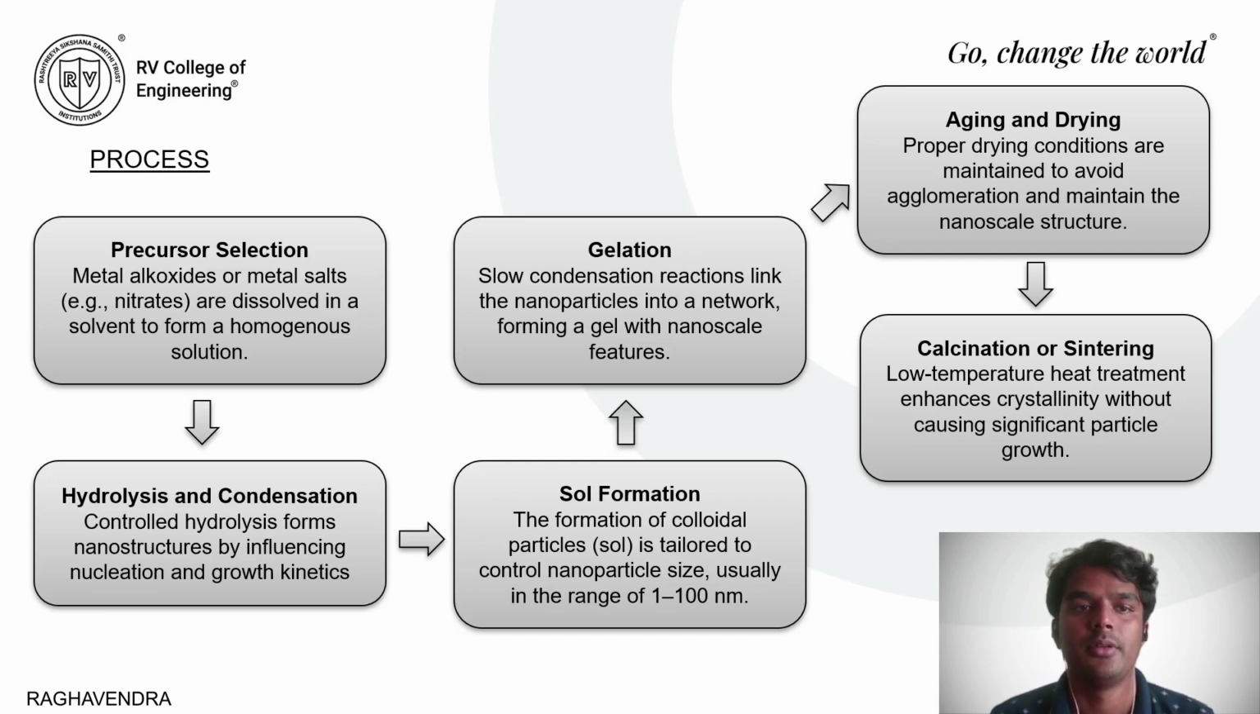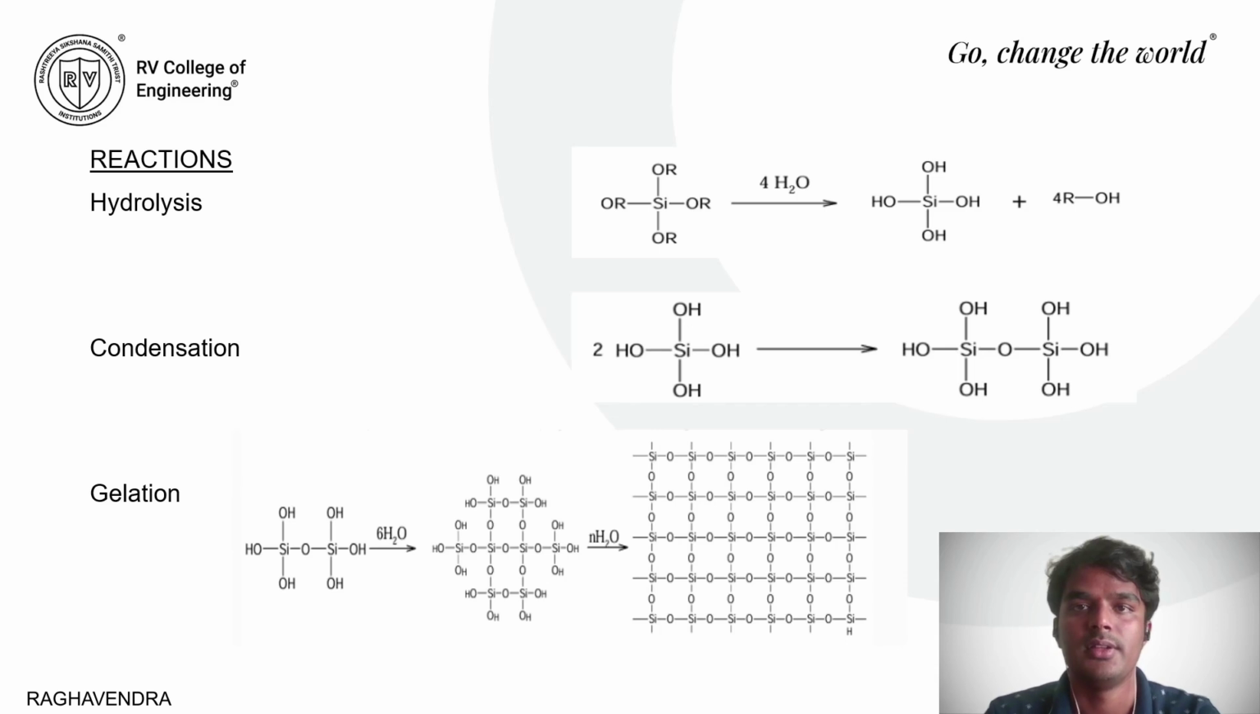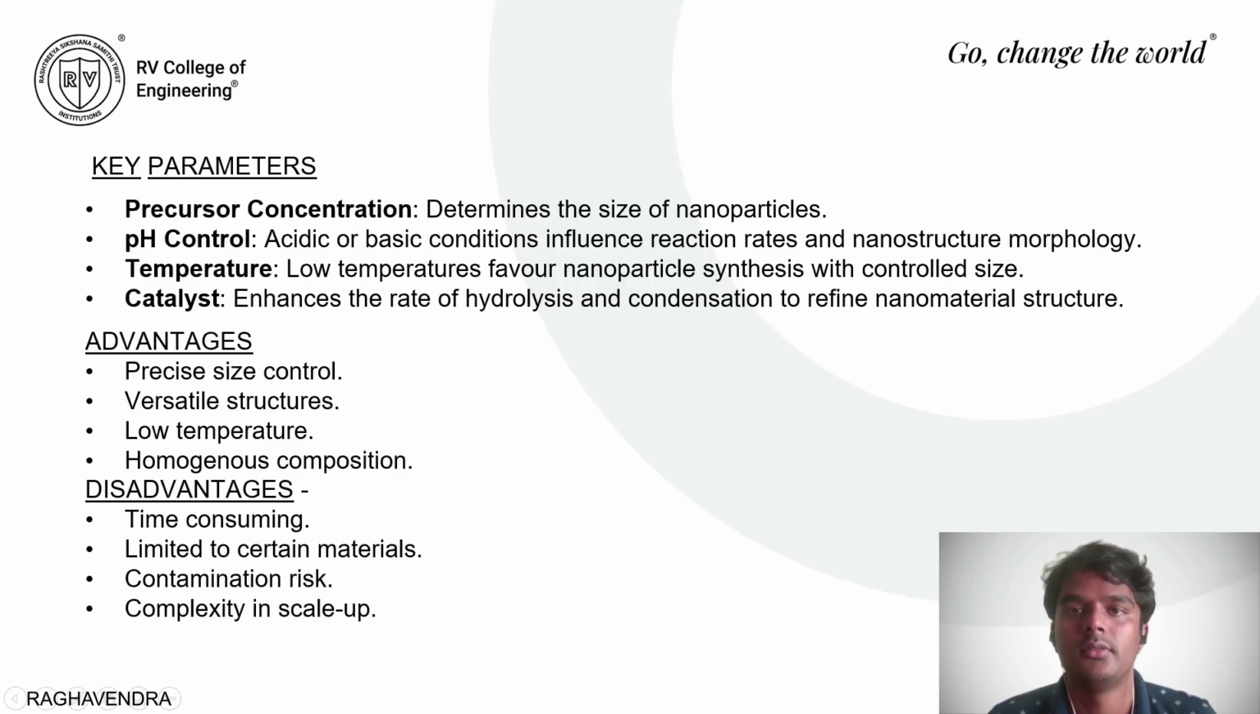Moving on to the process. The process involves precursor selection, hydrolysis and condensation, salt formation, gelation, aging and drying, calcination and sintering. These are the reactions involved in sol-gel process, mainly hydrolysis, condensation and gelation reaction. The key parameters are precursor concentration, pH control, temperature, catalyst.